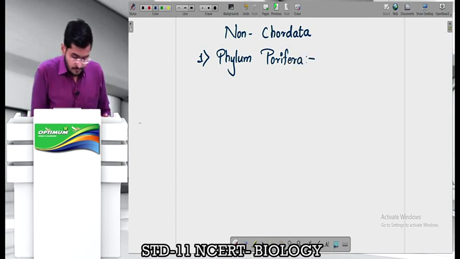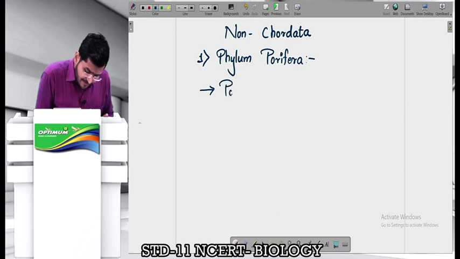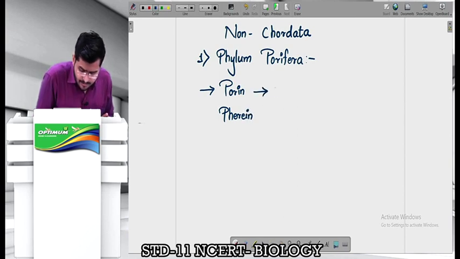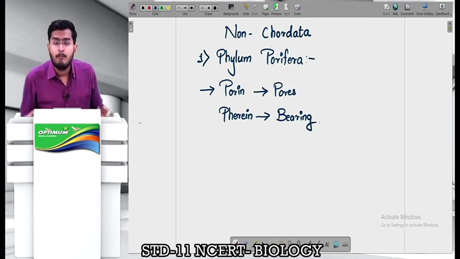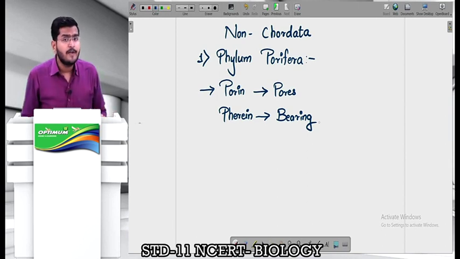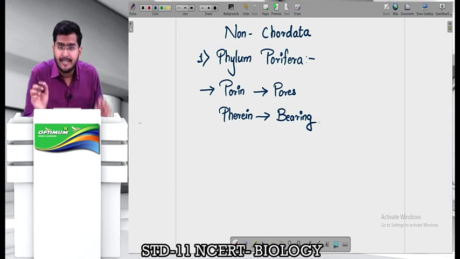Okay, now please understand that this word Porifera is made up of two words, porin and ferin. Porin stands for pores and ferin stands for bearing. So these are those organisms which have several pores on their body, because of which they are called Porifera. Porin means pores, ferin means bearing. So these are organisms which are going to have several minute openings, which we call pores.